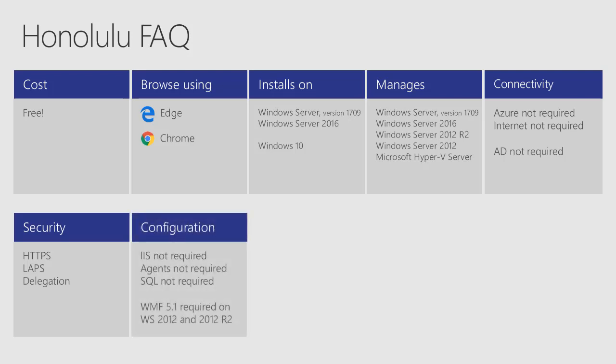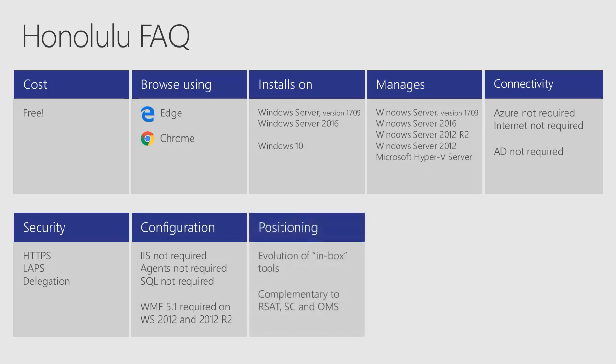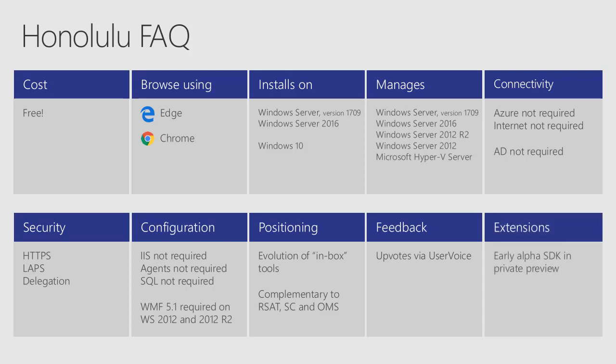Configuration. This is the simplest because of the open source that they use. IaaS is not required. Agents aren't required, which is really good. And SQL is not required. Windows Management Framework is required, 5.1 for 2012 and 2012 R2. Positioning, again, is an evolution of the inbox tools, complementary to RSAT, the Remote Server Administration Tools, System Center and OMS. And feedback. This is really important. Please give your feedback on User Voice, where the product team really looks for your feedback on bugs and features that you'd like to see. And then, of course, extensions with the SDK.